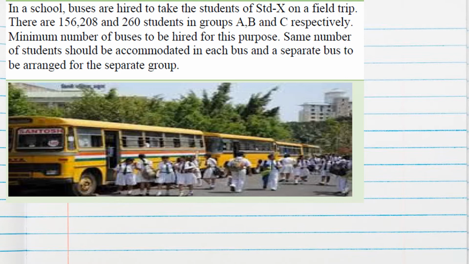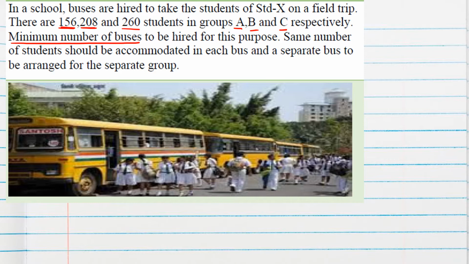In this question, it is given that in a school, buses are hired to take the students of standard 10 on a field trip. There are 156, 208 and 260 students in groups A, B and C respectively. Means in group A, 156 students are there, group B 208 and group C 260. Minimum number of buses to be hired for this purpose. The same number of students should be accommodated in each bus and a separate bus to be arranged for each separate group.